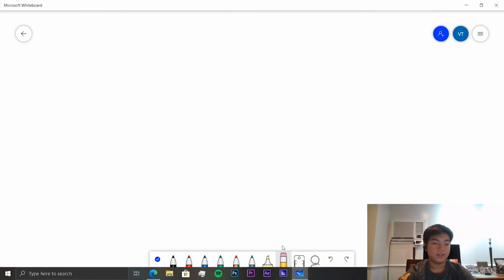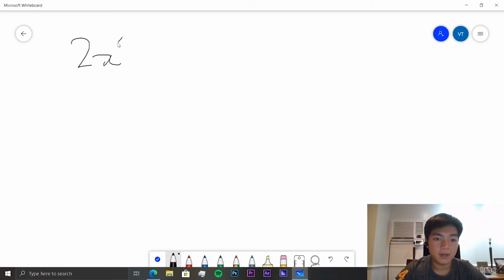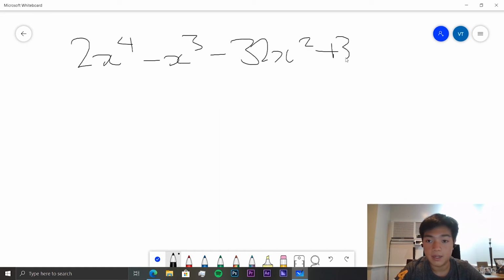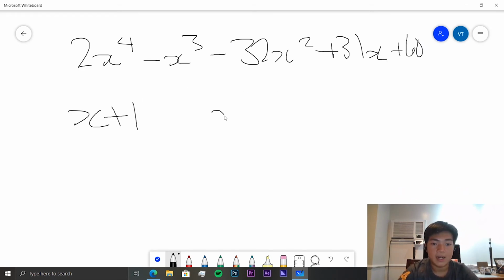So next, on to the final question. We're given a polynomial 2x to the 4 minus x cubed minus 32x squared plus 31x plus 60. And we need to show that x plus 1 and x minus 3 are factors of the polynomial. How do we show this?